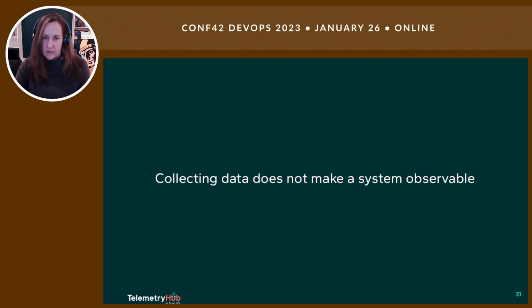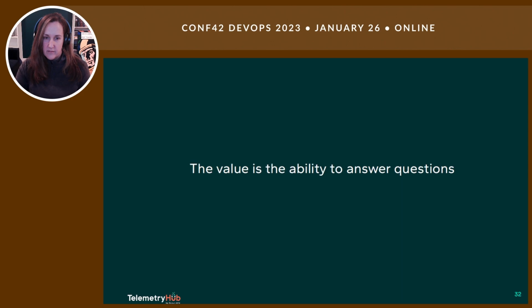So to quickly review so far, I just want to reiterate that collecting data does not make a system observable. You do have to collect data to achieve observability, but collecting data alone will not accomplish that for you. The value really lies in the ability to answer questions. So again, when we talk about outcomes instead of outputs, this is the outcome that we want. We want to be able to answer the questions that we need to ask of our systems to have healthy systems that we really understand thoroughly.